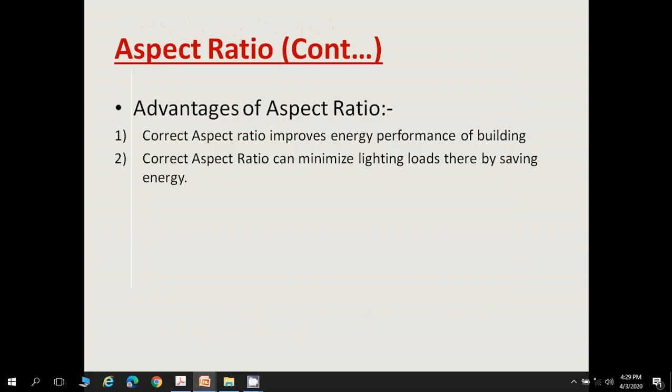Next, what are the advantages of an aspect ratio? As I discussed before, there are 2 advantages. The first is that the correct aspect ratio improves the energy performance of the building, and the second is that the correct aspect ratio can minimize the lighting load, thereby saving energy. If the correct aspect ratio has been chosen, then it improves the energy performance and can minimize the lighting load, thereby saving energy and cost.